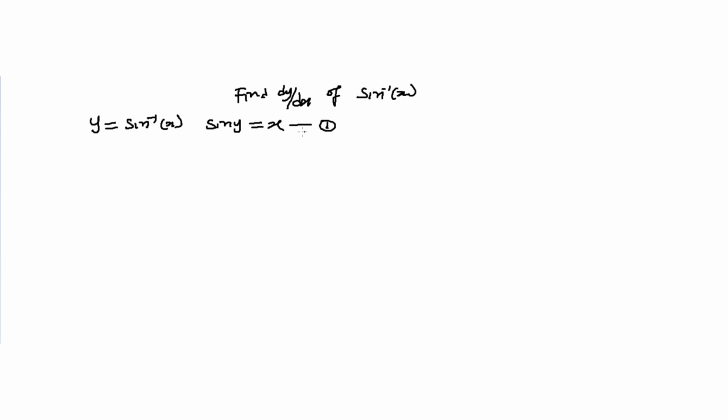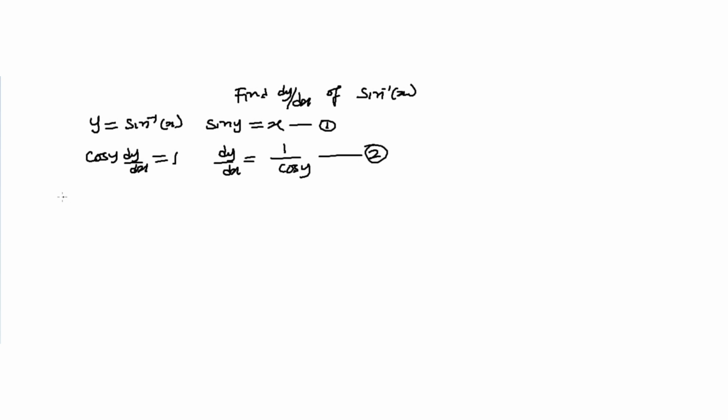Then let's differentiate this equation 1 implicitly. We are going to have cos y dy/dx equal to 1. Please, I would like you to watch my video on implicit derivative to understand this very well. Now if we make dy/dx the subject of the formula, we are going to have 1 all over cos y, and let's call this equation 2.